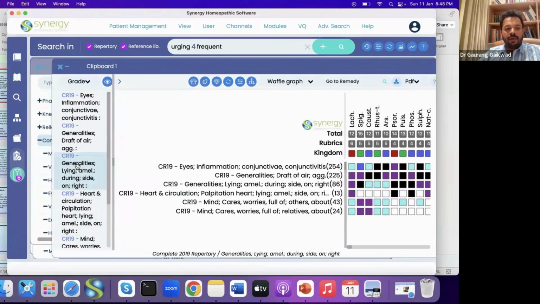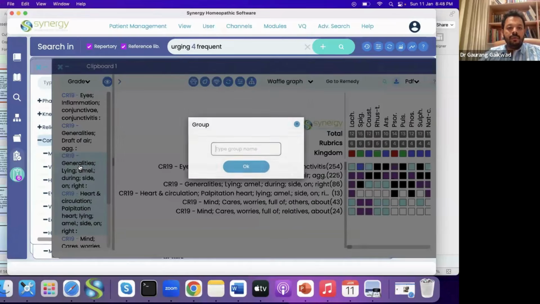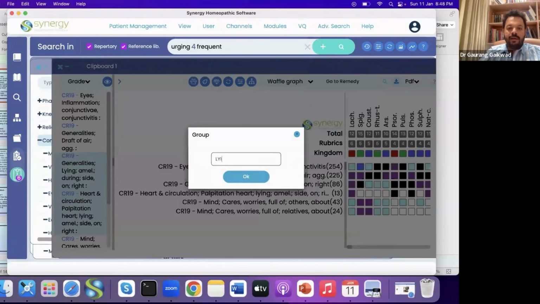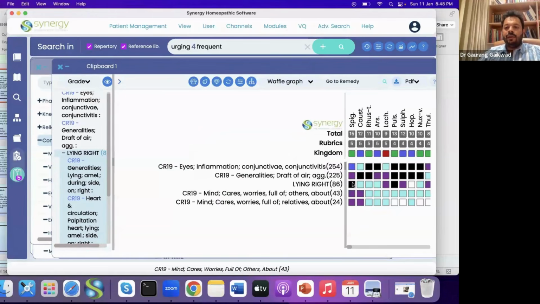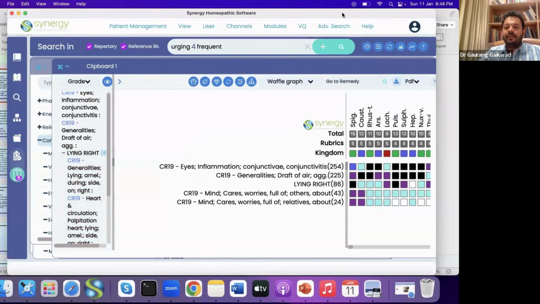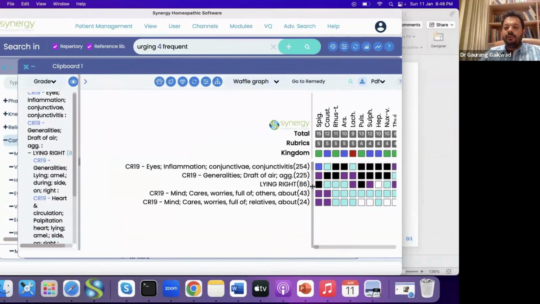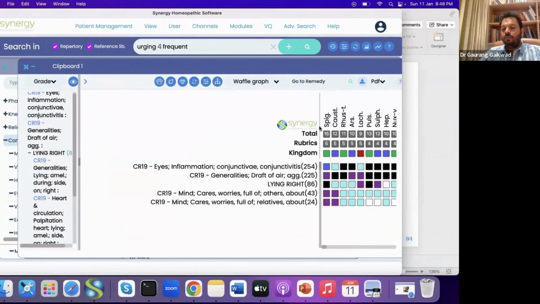and what I'm doing here, lying ameliorate, right, and this, I'm going to combine these symptoms. I'm going to write here lying right. Okay. So when I take this lying right, there is one remedy that looks at you constantly, and the remedy is Spigelia, right?